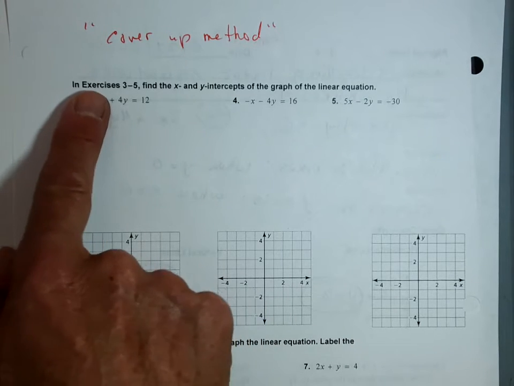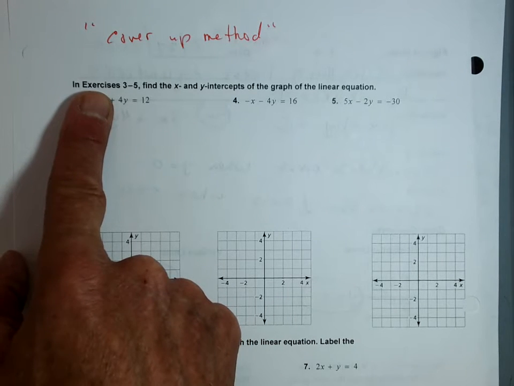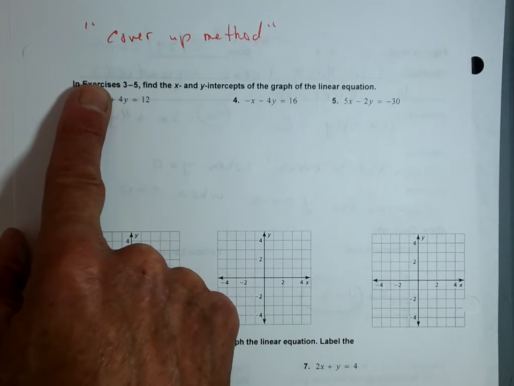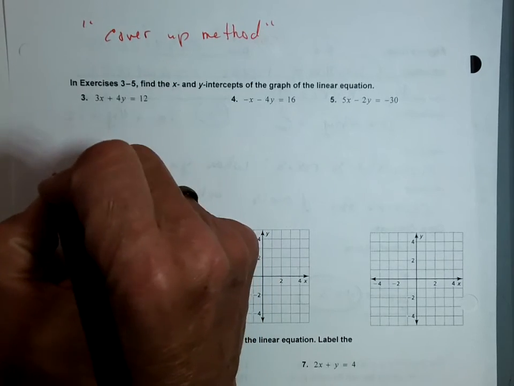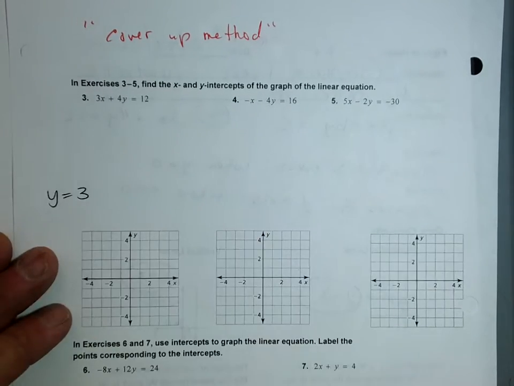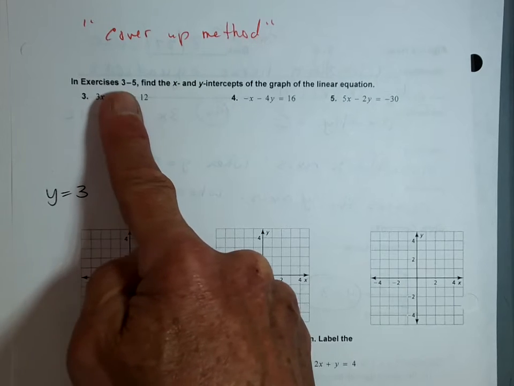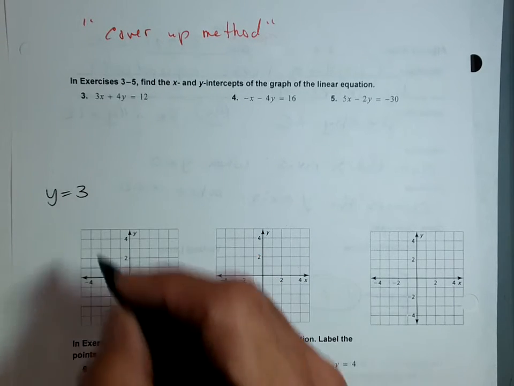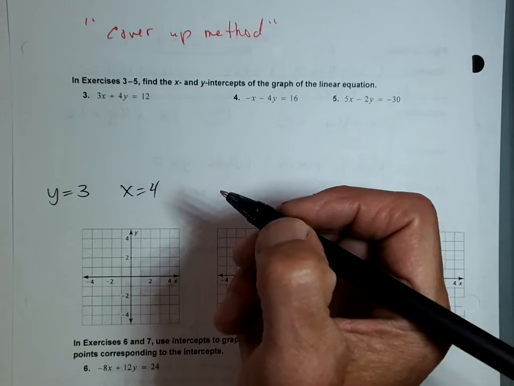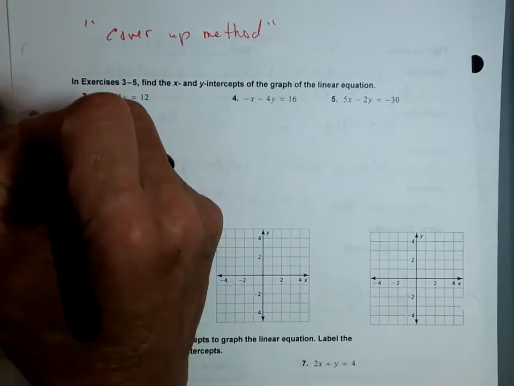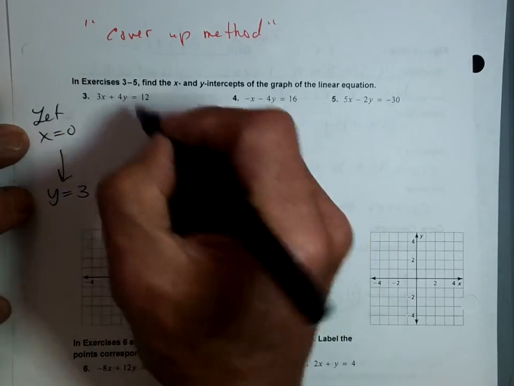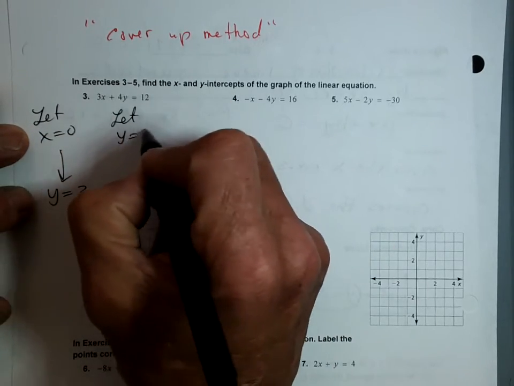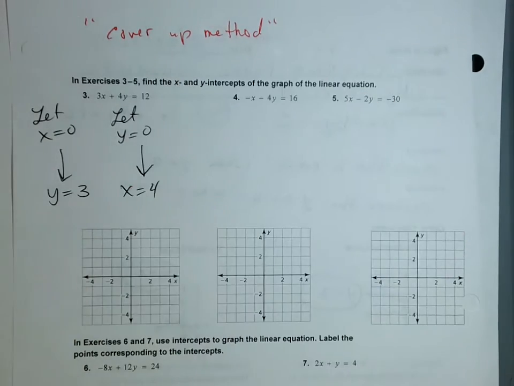If I cover up the 3x, what's y equal? 3. Everybody agree? Y equals 3. Perfect. If I cover up the y, what's x equal? 4. That's it. X equals 4. Or, if I let x equal 0, I get that. Or if I let y equal 0, I get that. But isn't the cover-up method easier, right? You just cover up and solve, right?